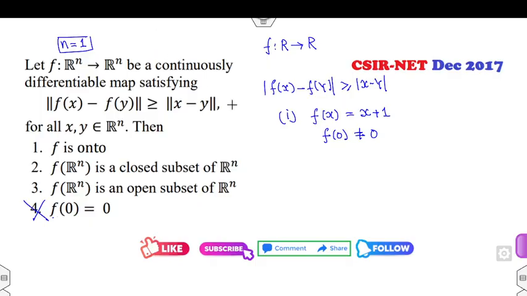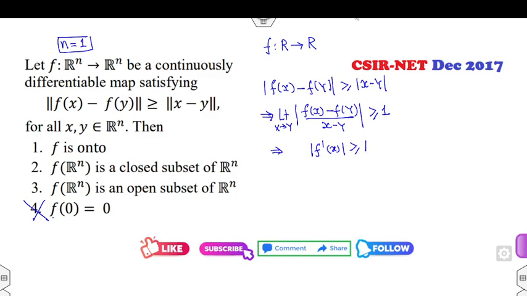Fine. Now, how can you prove that it's onto? Firstly, you can divide both sides by |x minus y|, so fx minus fy divided by |x minus y| is greater than or equal to 1. Take the limit as x approaches y. So this part will be modulus of f dash is greater than or equal to 1. That means the function is unbounded. And it is monotonically increasing. F dash is greater than 0, so it is monotonically increasing, and the derivative will go to infinity. It's unbounded. Fine. So what we have is continuous, unbounded, increasing.